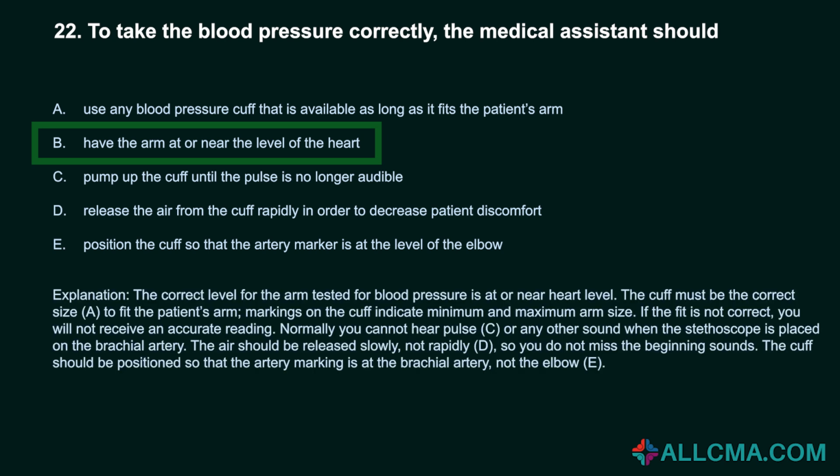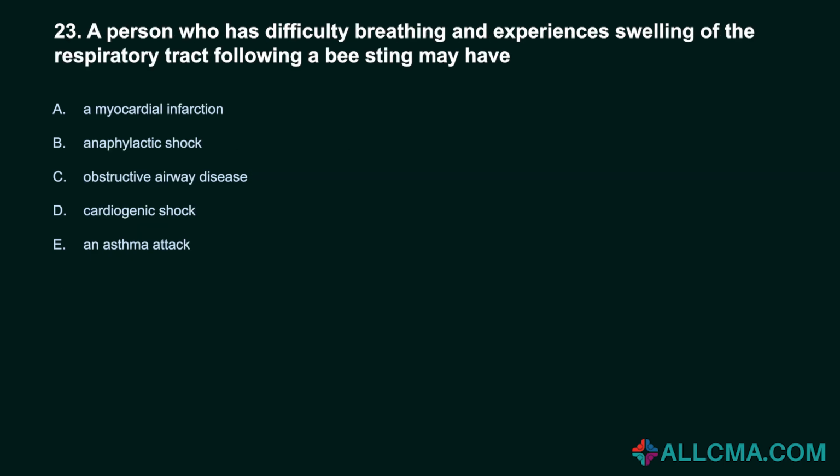The correct level for the arm tested for blood pressure is at or near heart level. The cuff must be the correct size, A, to fit the patient's arm. Markings on the cuff indicate minimum and maximum arm size. If the fit is not correct, you will not receive an accurate reading. Normally you cannot hear a pulse, C, or any other sound when the stethoscope is placed on the brachial artery. The air should be released slowly, not rapidly, D, so you do not miss the beginning sounds. The cuff should be positioned so that the artery marking is at the brachial artery, not the elbow, E.